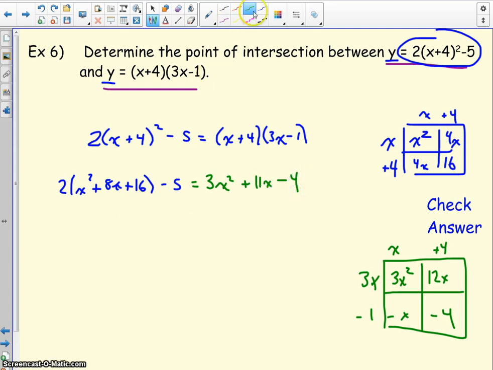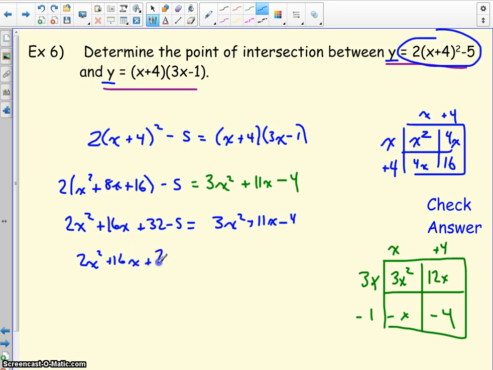Okay, so again, I still got some work to do. I still have to finish expanding here on the left side. It's going to get 2x squared plus 16x plus 32 minus 5. Okay, right side stays the same. Okay, and then I'm just going to finish collecting my like terms over here. So I get 2x squared plus 16x plus 27.